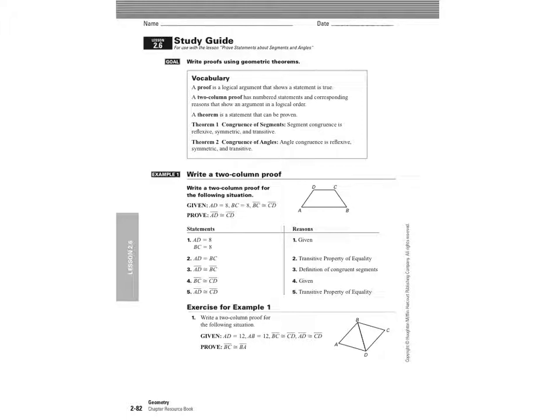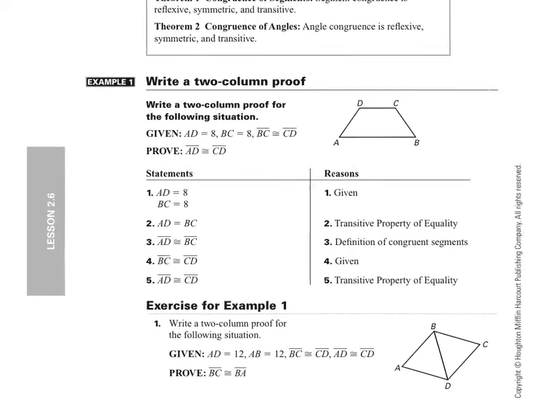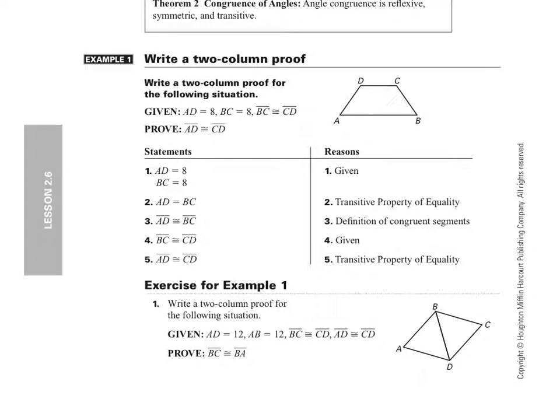So here's a first example, and the proof is done for you. What I recommend you do is label your picture by what's given, and that's going to help you sort of see what you've got to do. So the first thing I'm going to do is look at my given here. It was AD equals 8, BC equals 8, and BC equals CD. So I'm going to put an 8 next to AD.